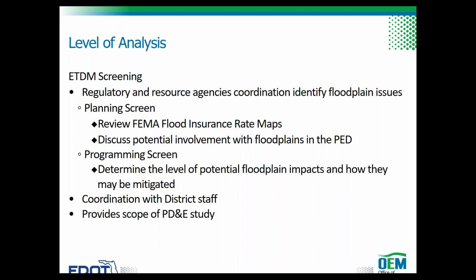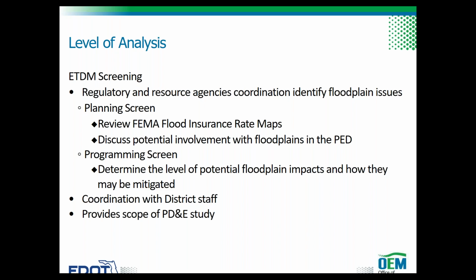The preliminary environmental discussion for the planning and programming screens of the ETDM process includes a discussion about known potential project involvement with floodplains, drainage basins, watersheds, and receiving water bodies and their designations. This information can be found in the FEMA flood insurance rate maps and flood insurance studies. During ETDM screening, environmental resource agencies may comment on the level of potential floodplain impact and how the potential impact may be avoided, minimized, or otherwise mitigated in the PD&E study.